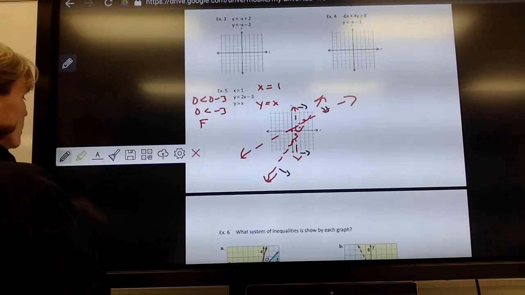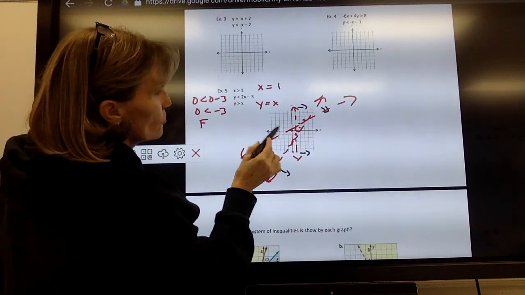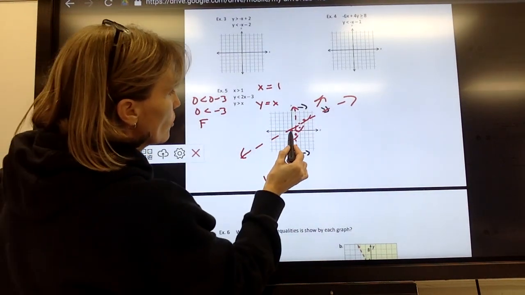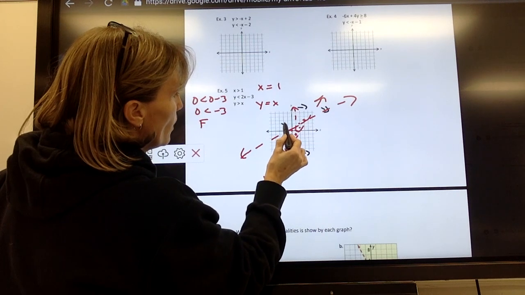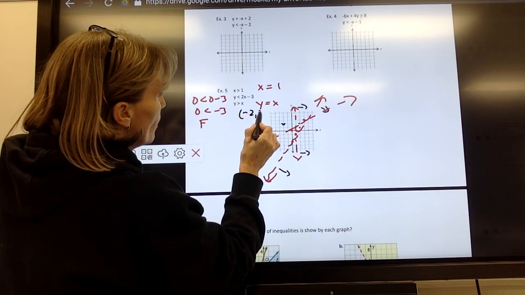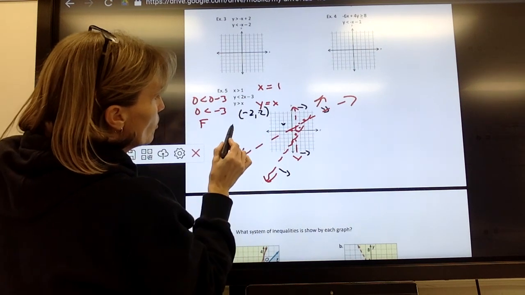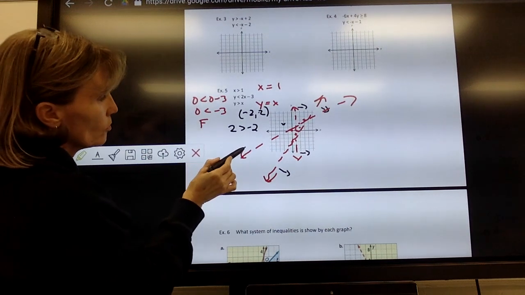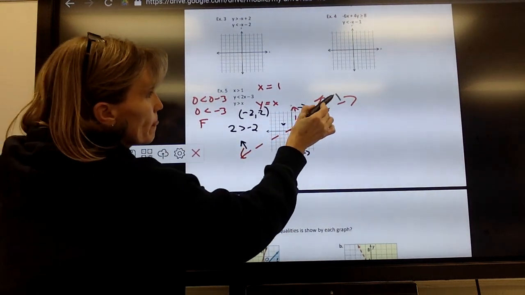Okay, and I can't use 0, 0 on that because the broken line goes through 0, 0. So let's try, if I went -2, +2 up here. If I put in the point -2, +2 to this bottom equation, I'd have 2 is greater than -2, which is true, so I want to shade above that line.